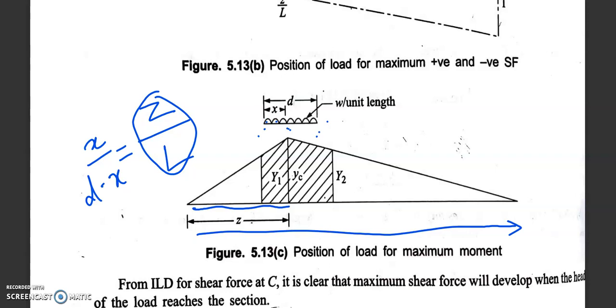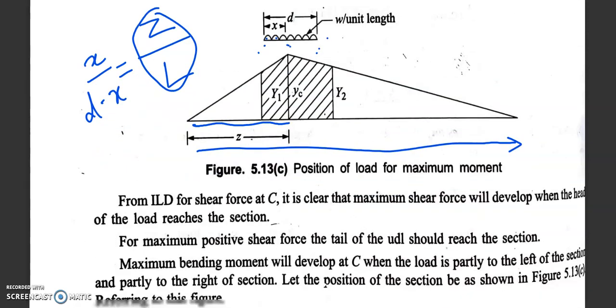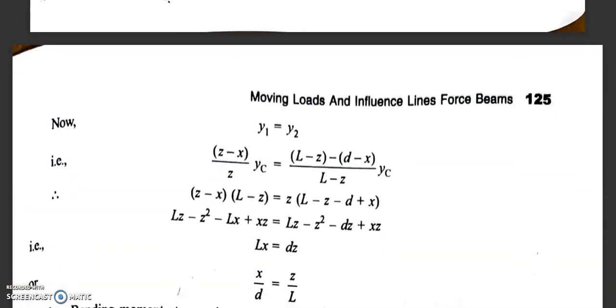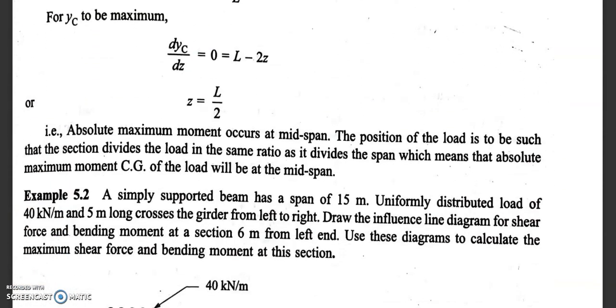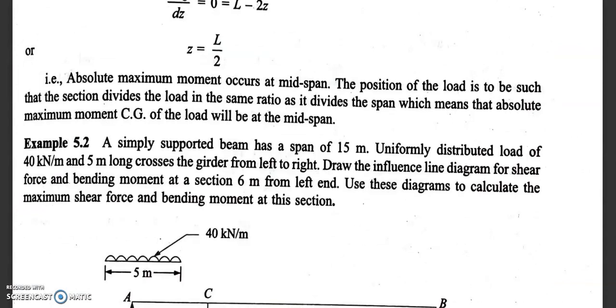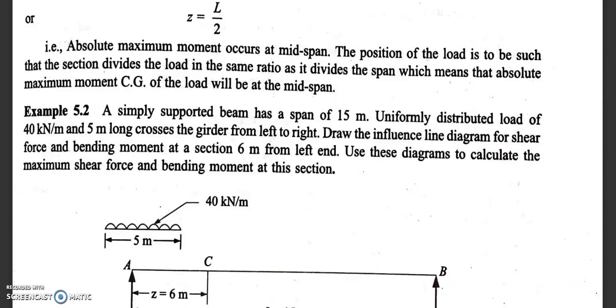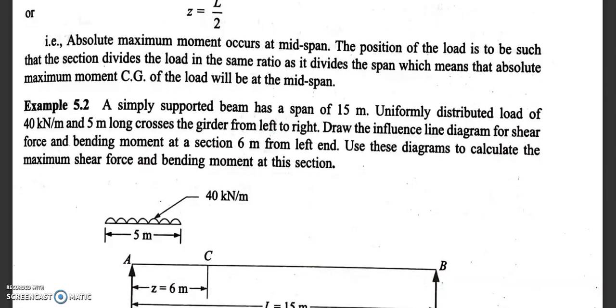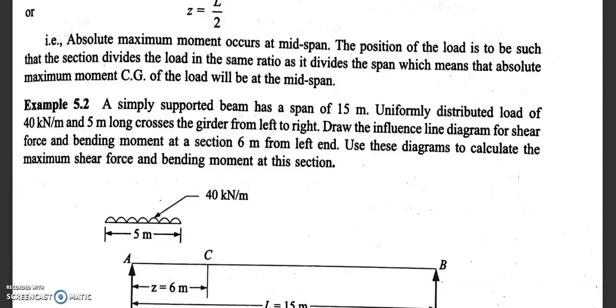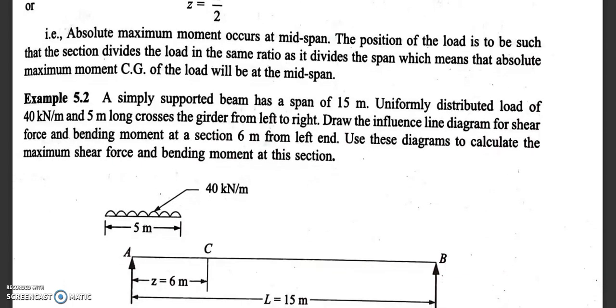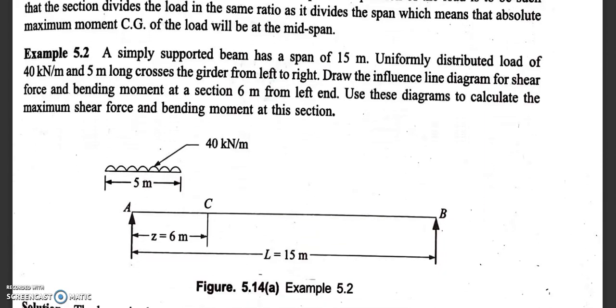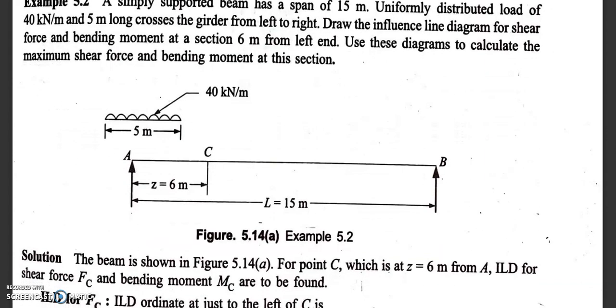We'll see a problem over this, then we'll understand. Okay, see this problem. A simply supported beam has a span of 15 meter. A uniform distributed load of 40 kilonewton per meter and 5 meter long crosses the girder from left to right. Draw the influence line diagram for shear force and bending moment at a section 6 meter from the left end. Use this diagram to calculate the maximum shear force and bending moment at the section.